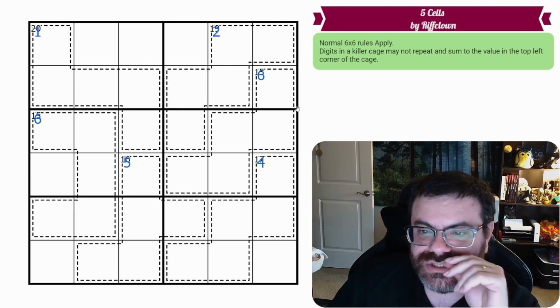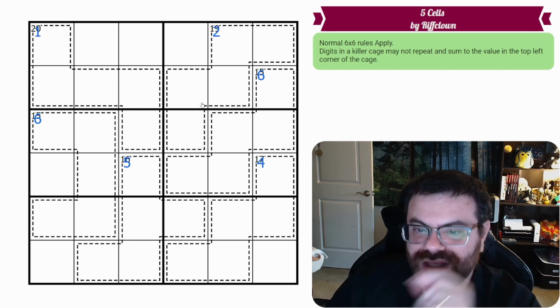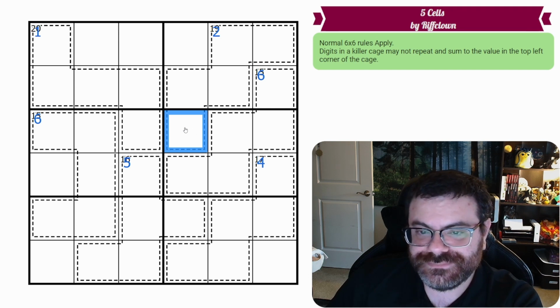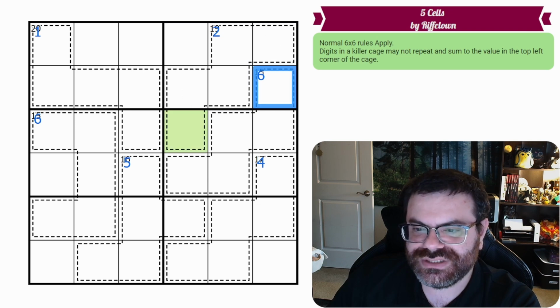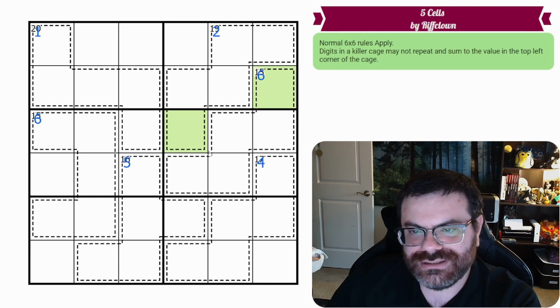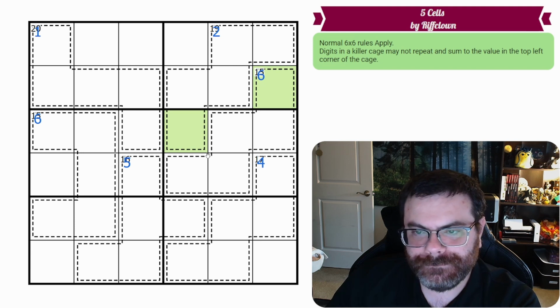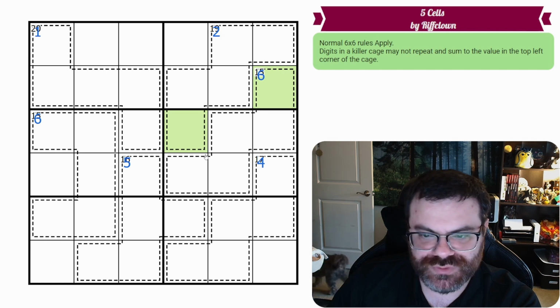Now we do need to worry about non-repeat as well. So for example, this cell here can't repeat in its column and can't repeat in its cage. So there's only one place for it to go in its box. So if I make this green, then this is also green. And it's not a 2 or a 6, which is interesting.